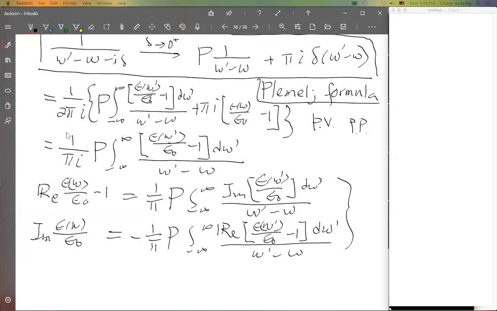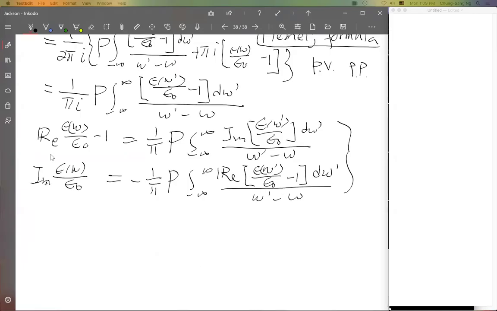Okay, these two are what we call the Kramers-Kronig relations. So finally we get what we want. There's another form, we'll get to that in a moment. But this is a perfectly valid form for the relation that we want. All right, so this is the final relation. Any question about this derivation before we talk a little bit more about this?